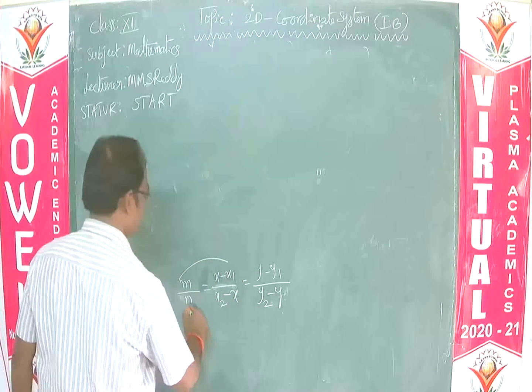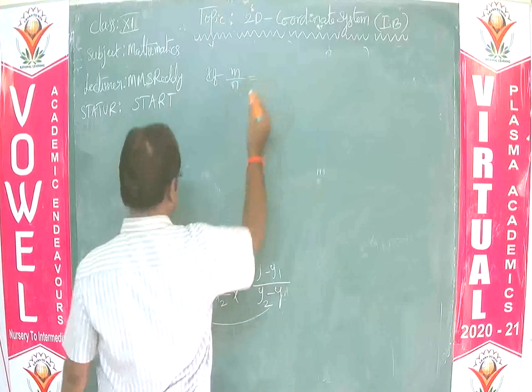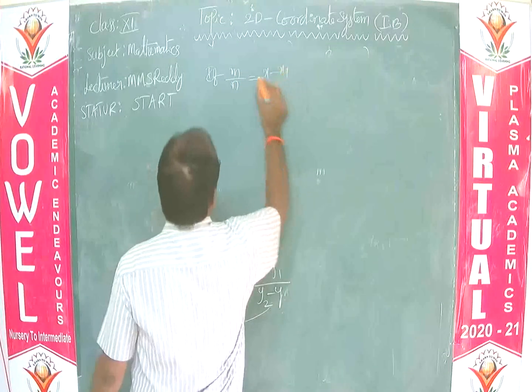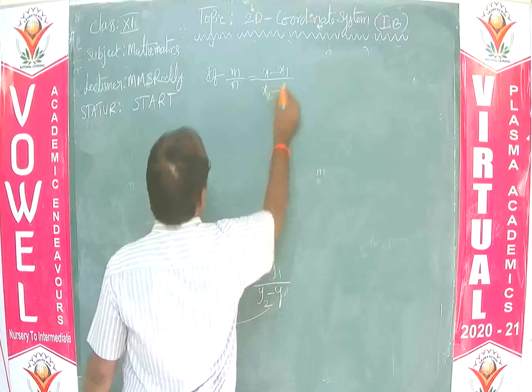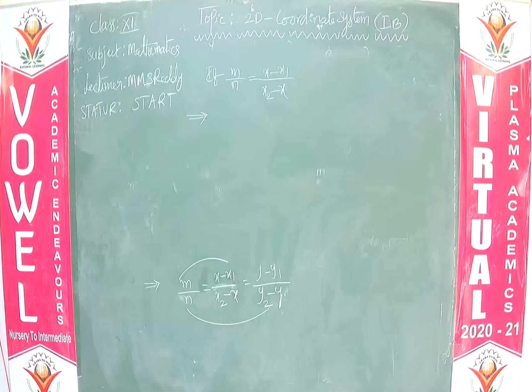If m/n is equal to (x minus x1) by (x2 minus x), implies, thank you madam. Okay madam.